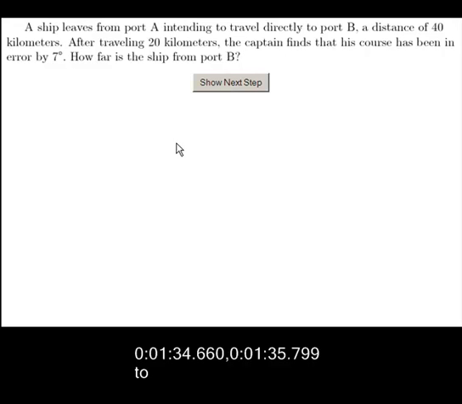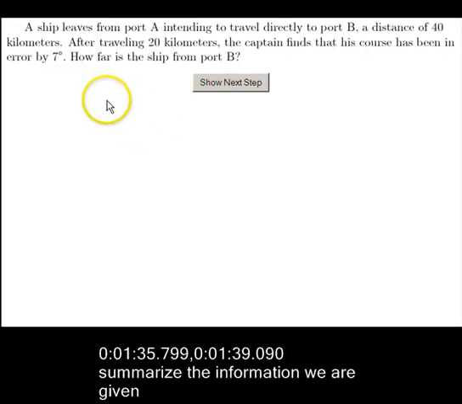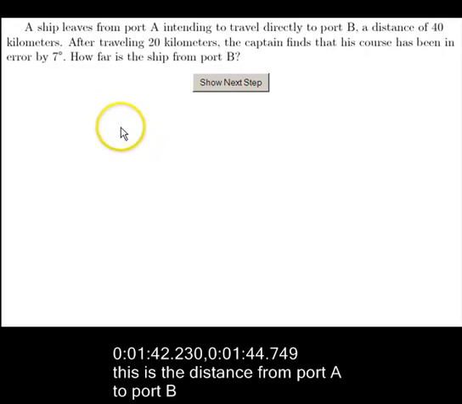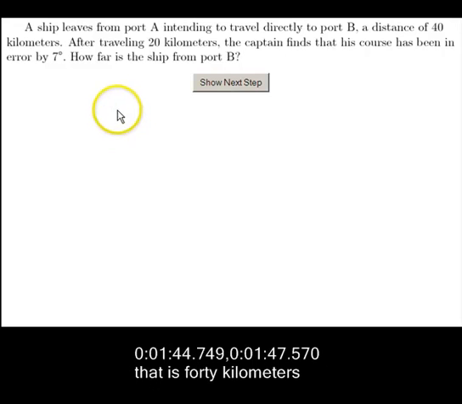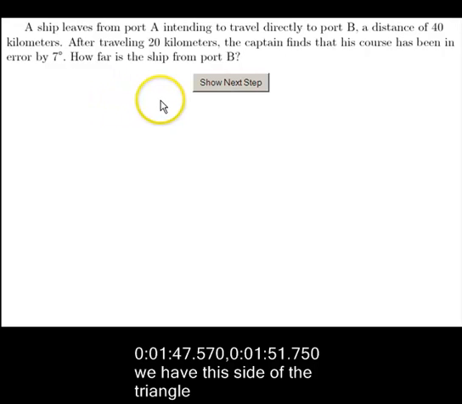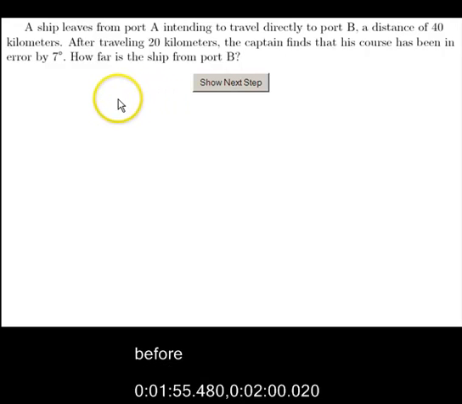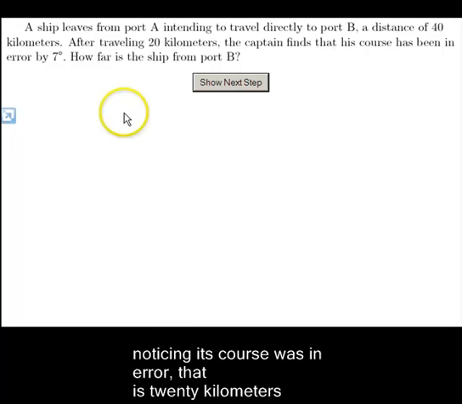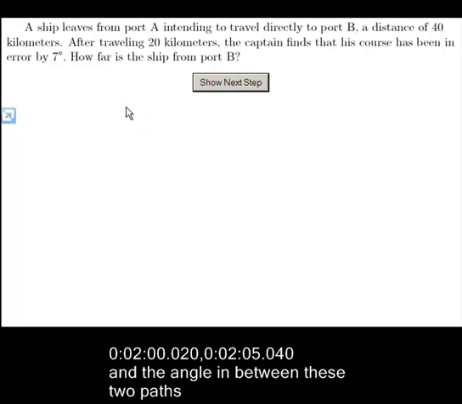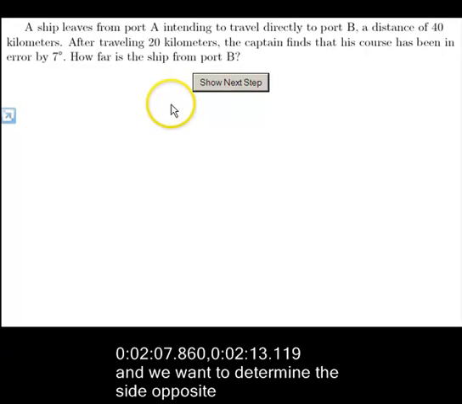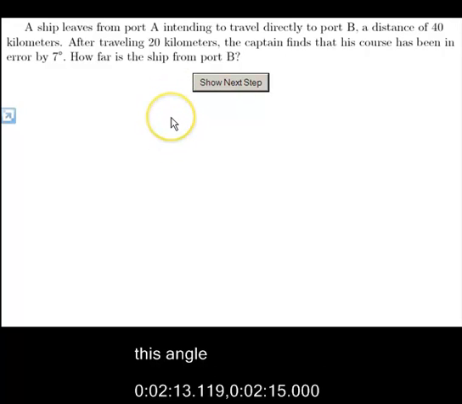To summarize the information we are given, we have this side of the triangle. This is the distance from port A to port B, that is 40 kilometers. We have this side of the triangle. This is the distance the ship traveled before noticing its course was in error, that is 20 kilometers. And the angle in between these two paths is 7 degrees. And we want to determine the side opposite this angle, which is the distance that the ship is now from port B.